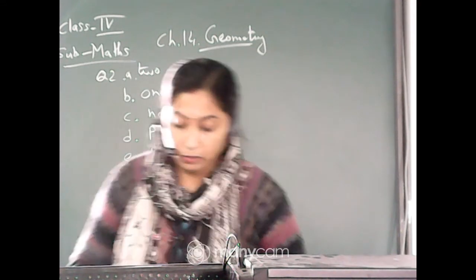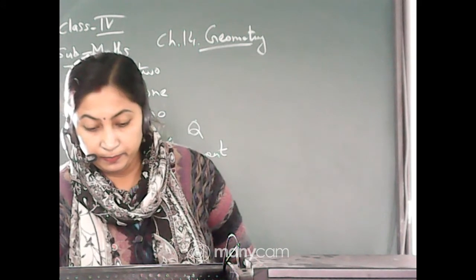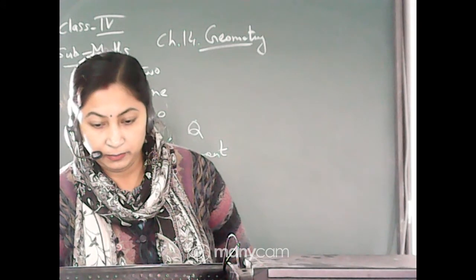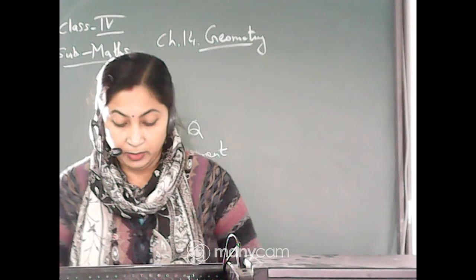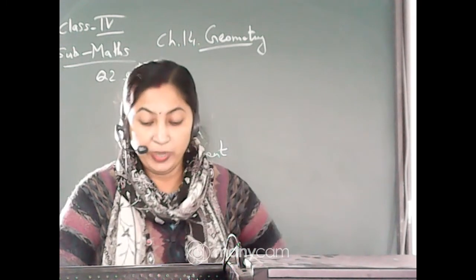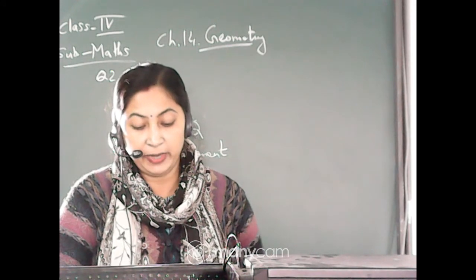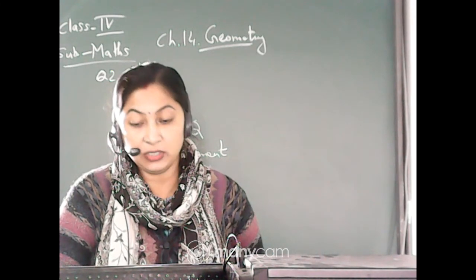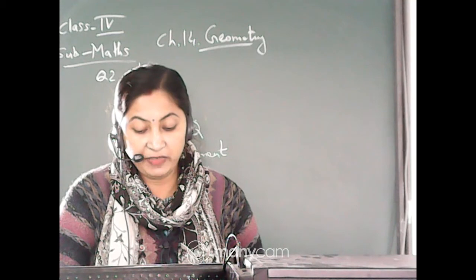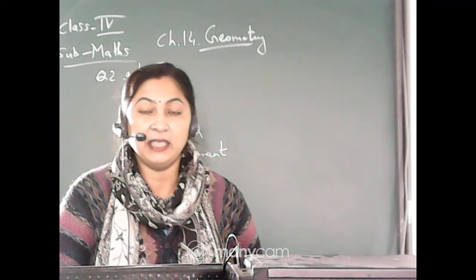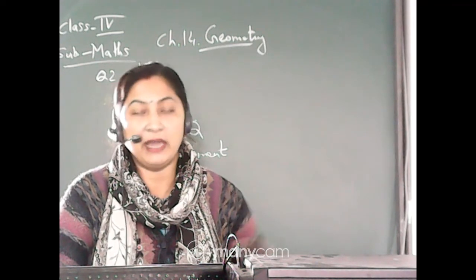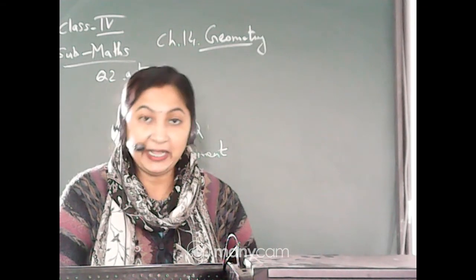Okay. This way it is going on. That means triangle 3 sides, quadrilateral 4 sides, pentagon 5 sides, hexagon 6 sides, heptagon 7 sides, octagon 8 sides. Like this way it will go. For 9 sides it is nonagon, for 10 sides it is a decagon.